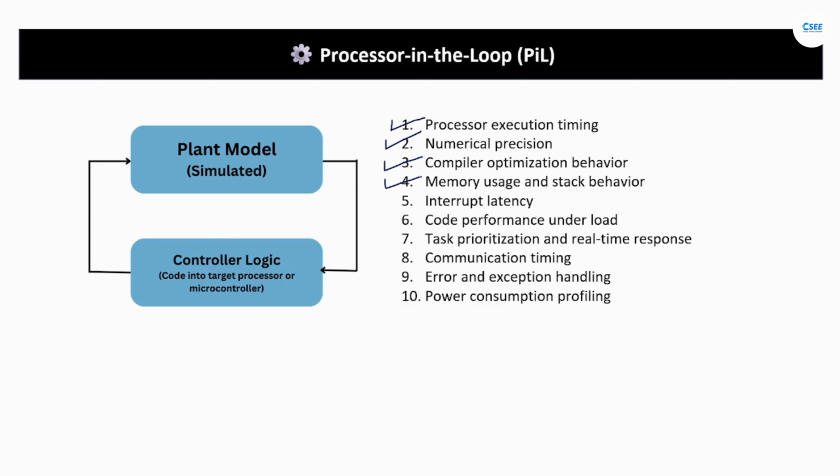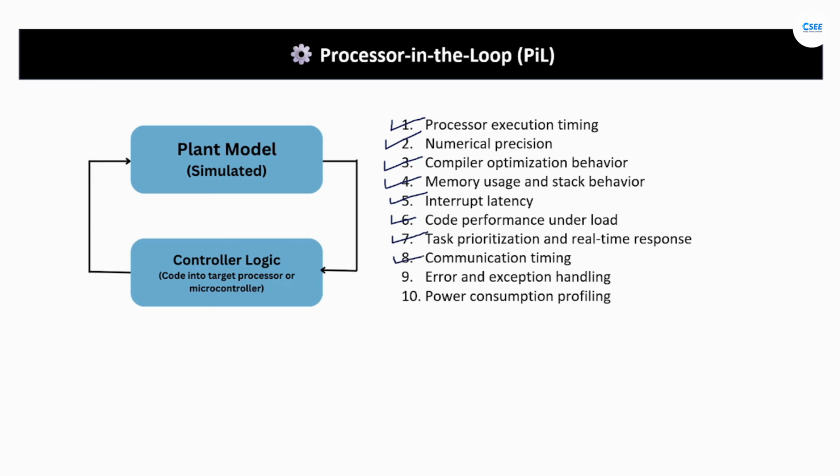Memory usage and stack behavior, verifying static and dynamic memory allocations, preventing overflows. Interrupt latency, measuring how quickly the processor responds to simulated events. Code performance under load, simulating heavy data throughput or concurrent tasks to test stability. Task prioritization and real-time response, ensuring high priority control tasks always execute on time.